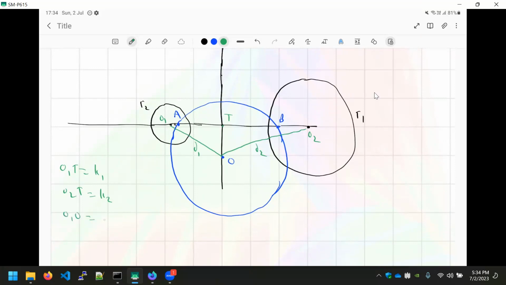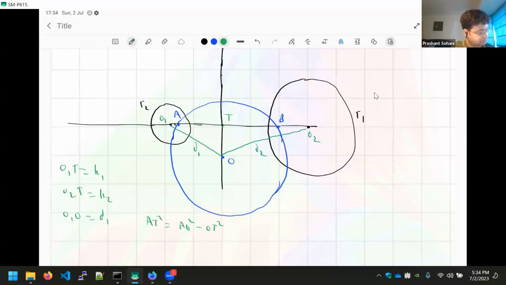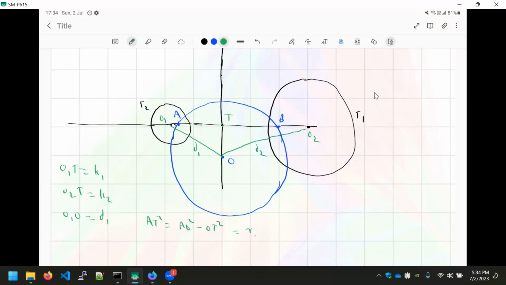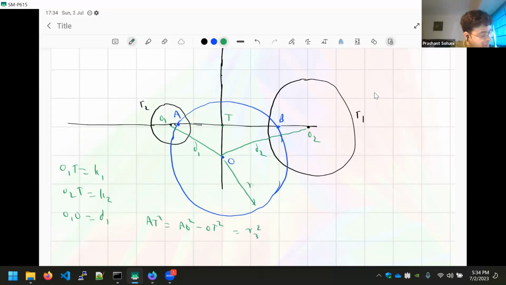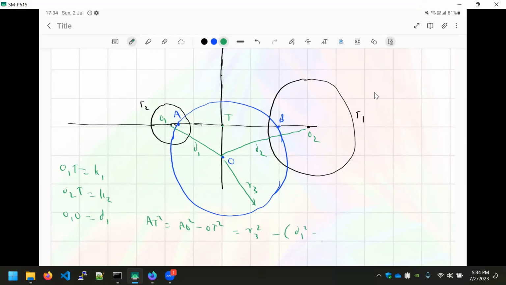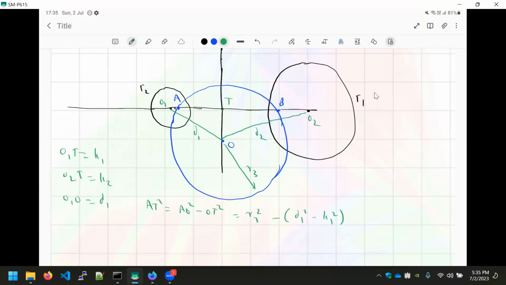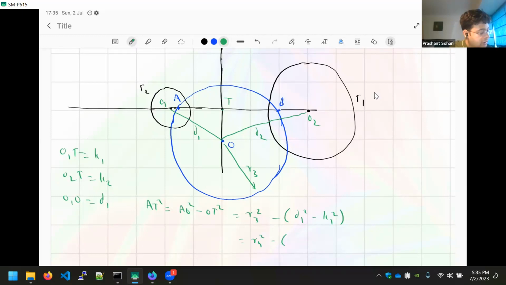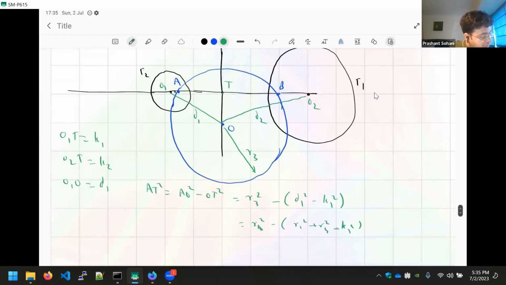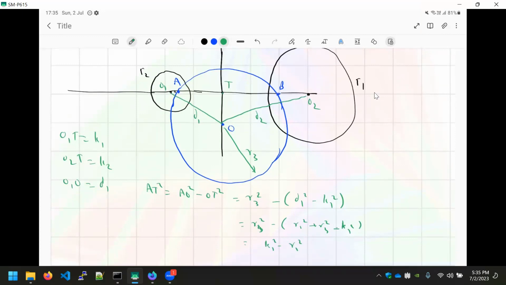By Pythagoras theorem, we know that AT square is AO square minus OT square. So it is equal to R3 square minus bracket D1 square minus K1 square. You're calling the radius of this R3, right? Yes. And we know that D1 square is R1 square plus R3 square, because of the orthogonality. D1 square, which is the distance of O from O1, will be equal to R1 square plus R3 square minus K1 square. So R3 square will cancel and we get K1 square minus R1 square, and that is a fixed value. So yes, A is fixed.